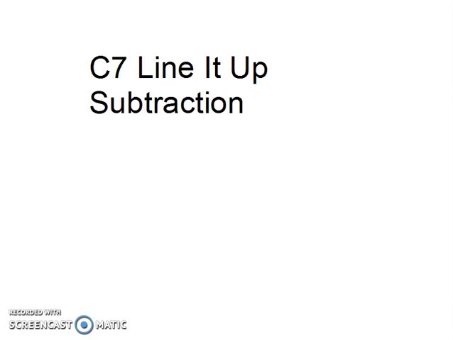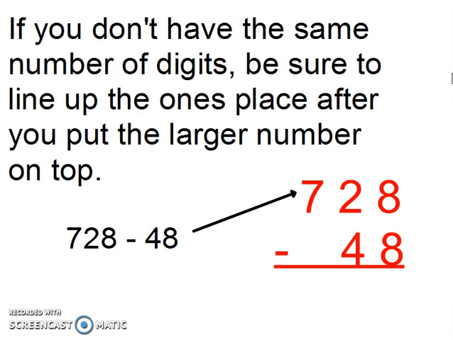This video is to help with lining it up when you have subtraction problems, especially if you have a subtraction problem that does not have the same number of digits. Two rules to mainly follow. Rule number one is the big number always goes on top.